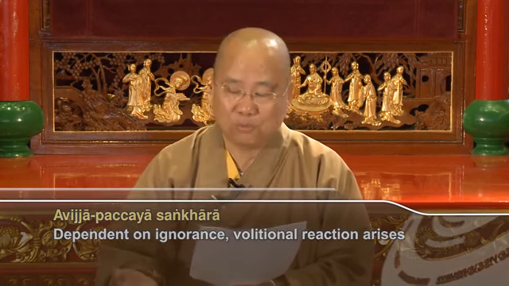If we use another way to express it, the condition why volitional reaction arises is because of ignorance. Because of our ignorance, volitional reaction arises. Now that is just a broad summary of the first link of dependent origination. Just by reading that, you may not know what it means. What does that mean? Let's deal with it in detail, one by one.